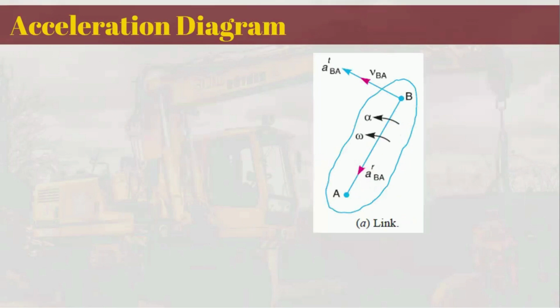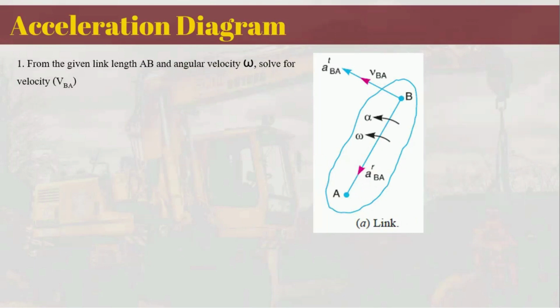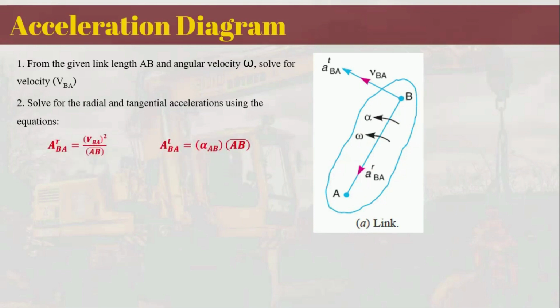So let us analyze acceleration in terms of linkage. How do we find the acceleration for points in a link? Say for example, you have this link here. The first step in constructing your acceleration diagram is, from the given link length EB and angular velocity, solve for the velocity of a particular link, which was also discussed in topic number 5. Secondly, solve for the radial and tangential acceleration by using the equations that we have in the previous slide. That is given here.